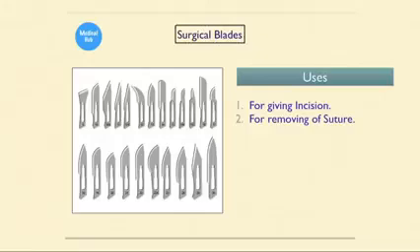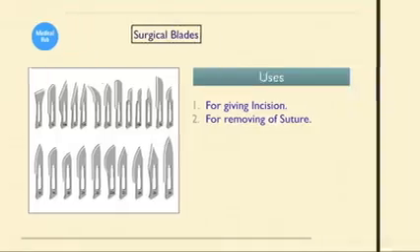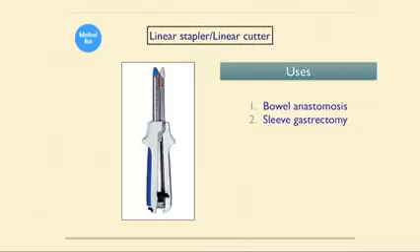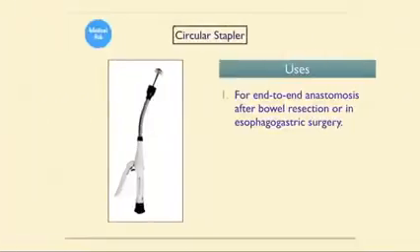So the uses of surgical blades are for giving incision and for removing of suture. Okay. Our next instrument is linear stapler or linear cutter. The uses are bowel anastomosis and sleeve gastrectomy. Our next instrument is circular stapler. Uses for end-to-end anastomosis after bowel resection or in esophagogastric surgery.